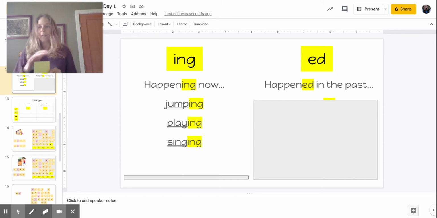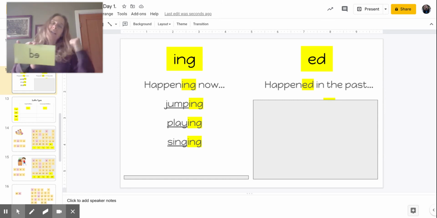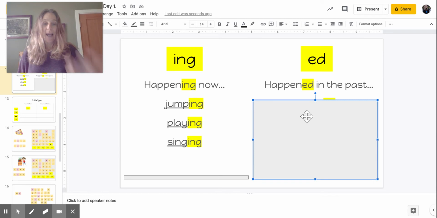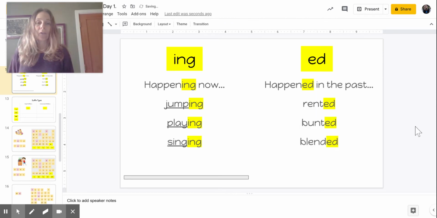Oh, let's practice our suffix first. So for this one, we're going to say ed says id. Echo, ed says id. So ed kind of sounds like id. But anytime we're talking about something that happens in the past, we write ed. Let's take a look at a few words. And I'm just going to delete that.